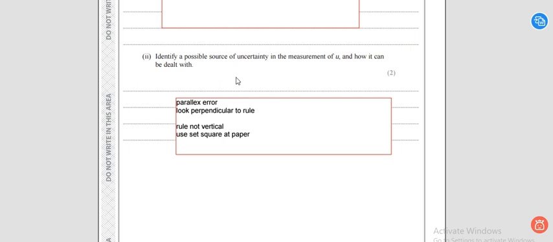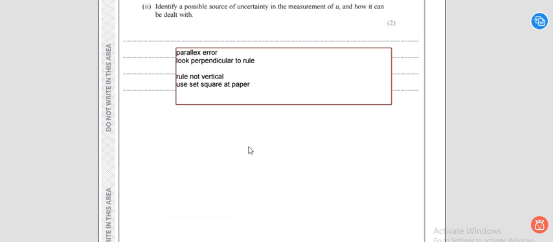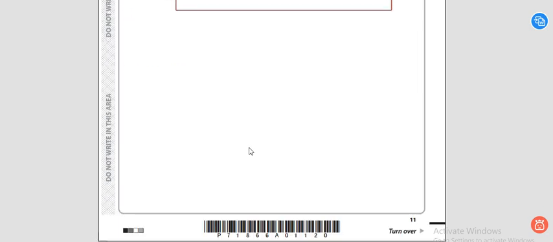Possible sources of uncertainty can be not looking perpendicularly, or a non-vertical rule. Use a set square at the base of the paper.